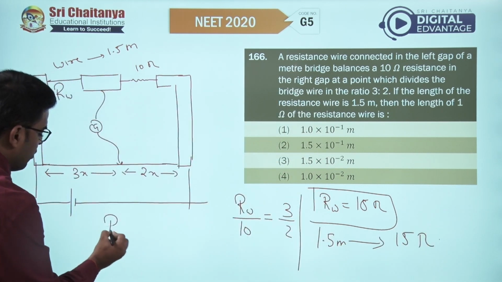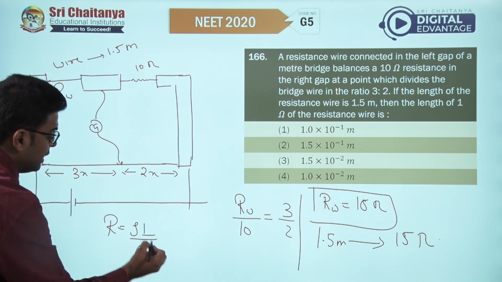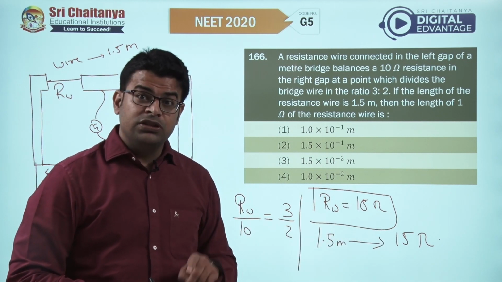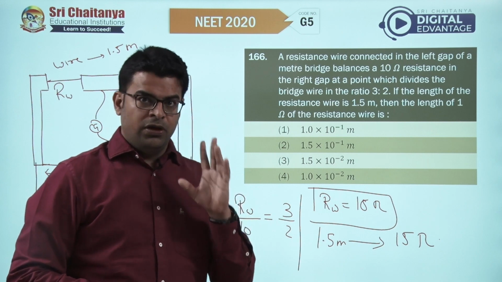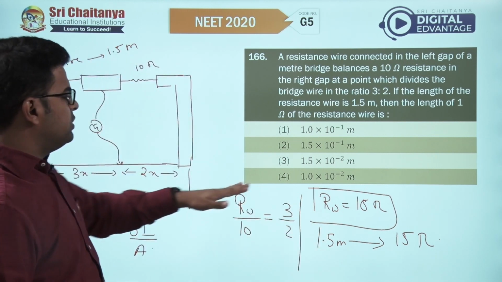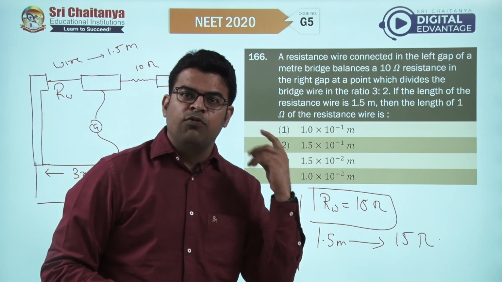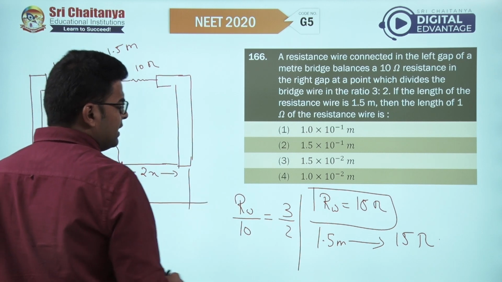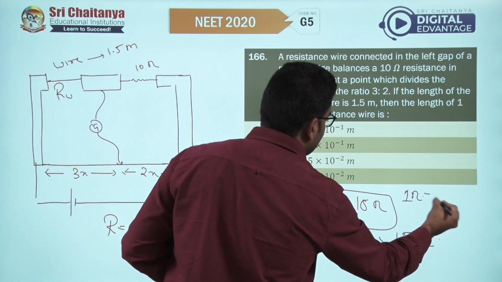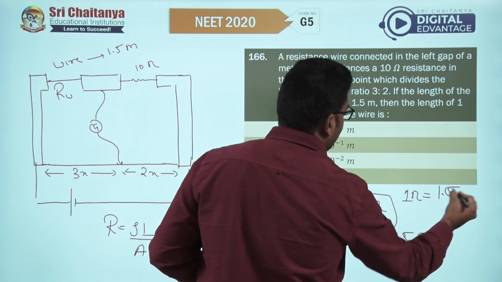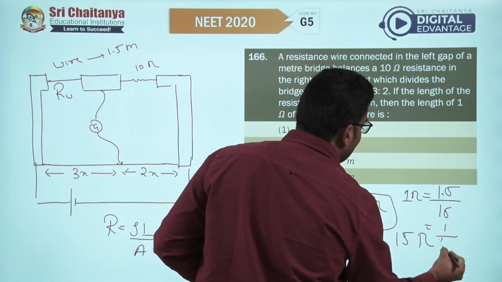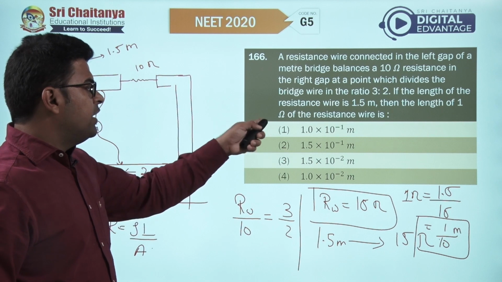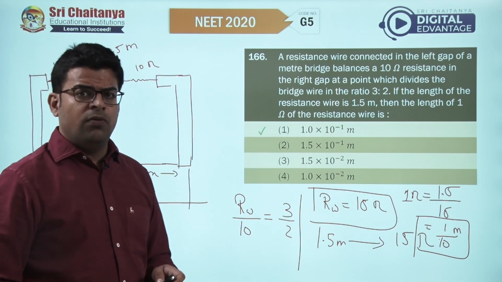and we know that resistance equals rho L by A. So resistance is directly proportional to length. So 1.5 meter has got resistance of 15 ohm. Question is, how much length of wire will have resistance of 1 ohm? Using the unitary method, 1 ohm will be the resistance of 1.5 divided by 15 meter of wire, which is 1 by 10 meter of wire, and that is nothing but 1 into 10 to the power of minus 1 meter, which is option number 1.